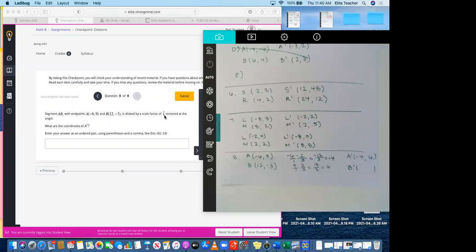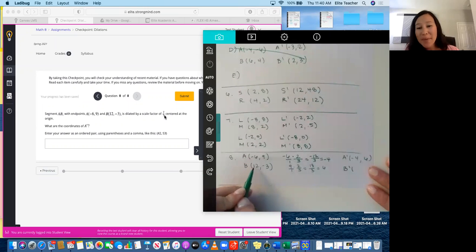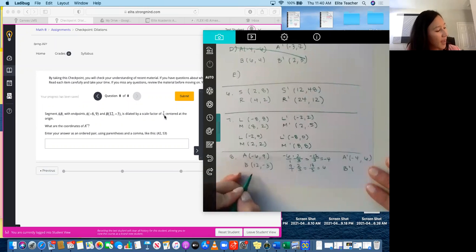Yeah, I actually don't know how to find the B points. Okay, so you just have to multiply. So we're just going to multiply by the scale factor. So x is 12 and our scale factor is 2/3. So we have to multiply 12 times 2/3.